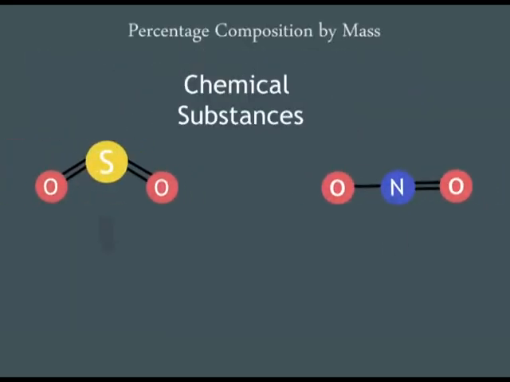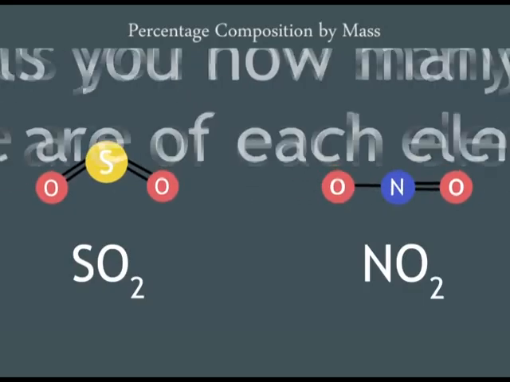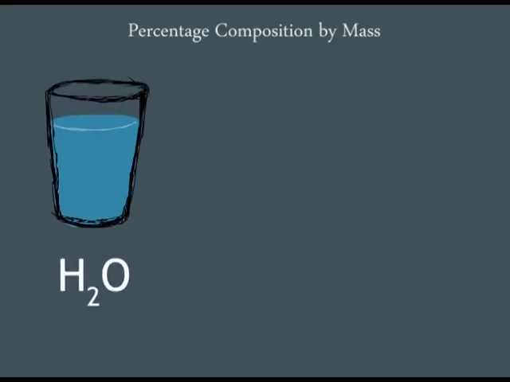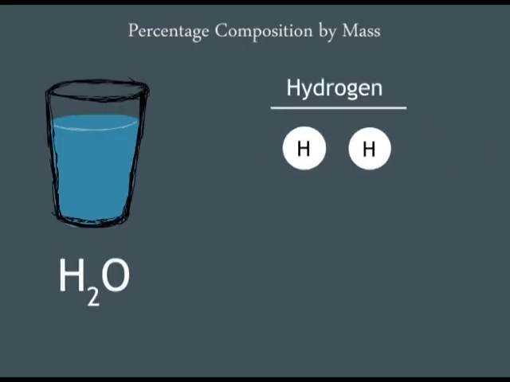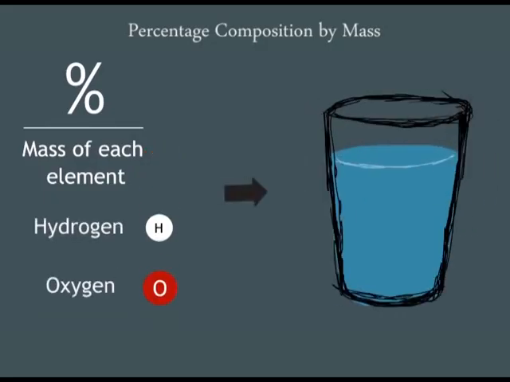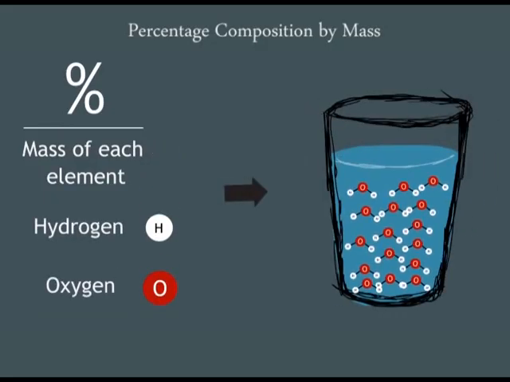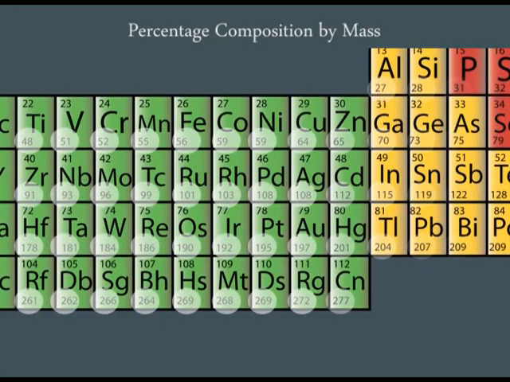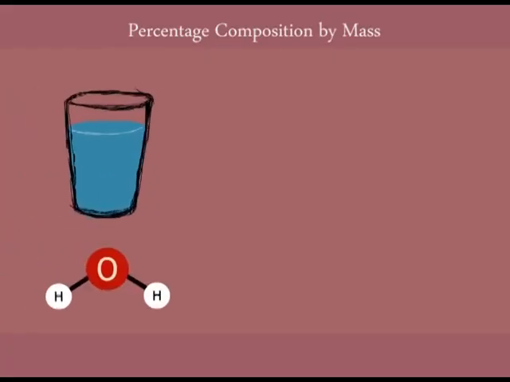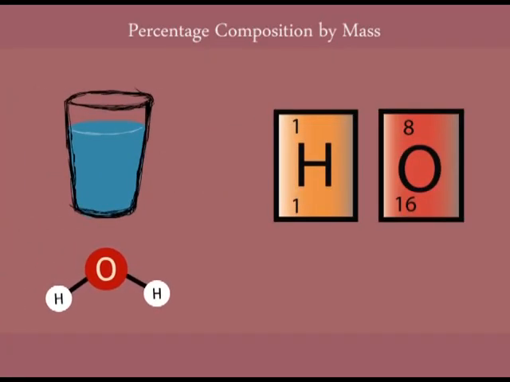Next item, percentage by mass. Now, usually, chemical compounds are written using a chemical formula. This tells us how many atoms there are of each element. Water is H2O. This means there are 2 atoms of hydrogen for every atom of oxygen. We can calculate the percentage by mass of each element, hydrogen and oxygen, in a water molecule. To do this, we need to know the atomic mass of each element so we can calculate the total mass of a water molecule. For water, we use the atomic masses of hydrogen and oxygen.